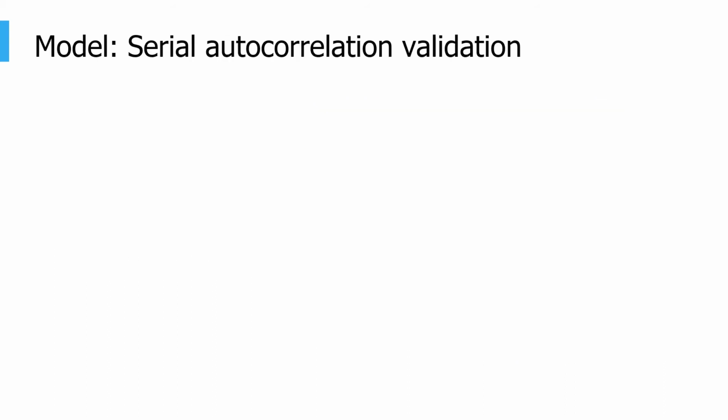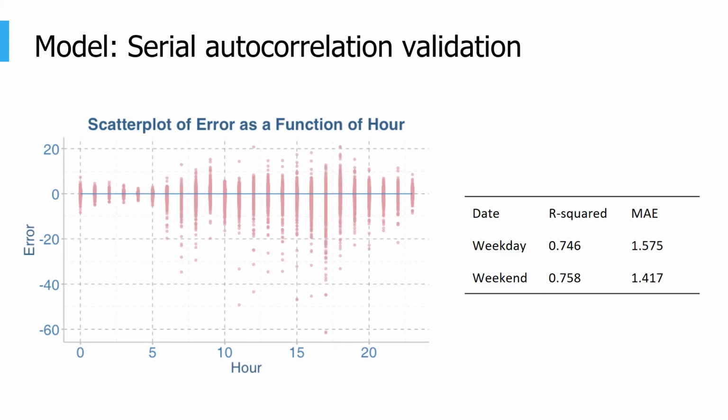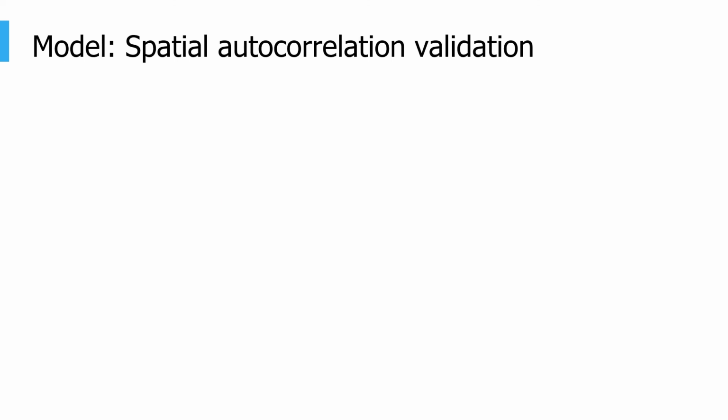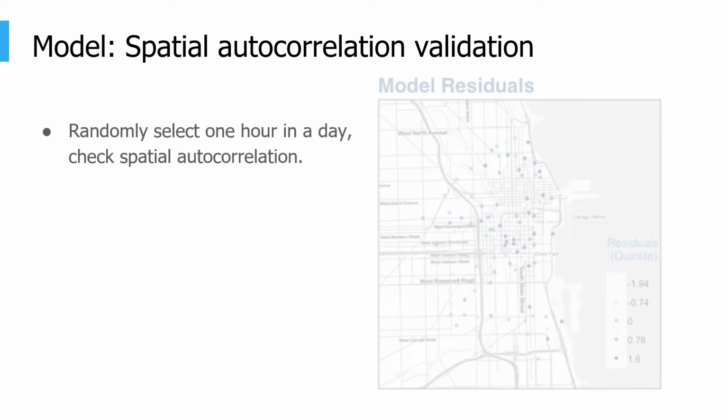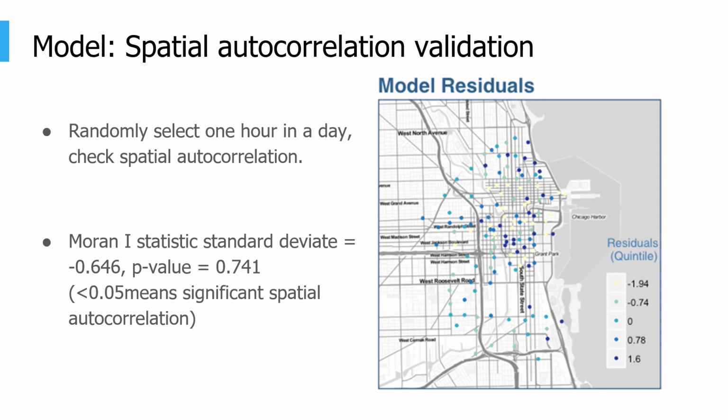There is also no significant temporal autocorrelation, since errors are randomly distributed across the day. The results of weekdays and weekends are comparable. In both cases, about 75% of the variance can be predicted, and the average error for each station is about 1.5. Lastly, there is no spatial autocorrelation among errors, as they are randomly distributed, indicating consistent predictive power across space. The statistical test for spatial autocorrelation suggests the same conclusion as well.